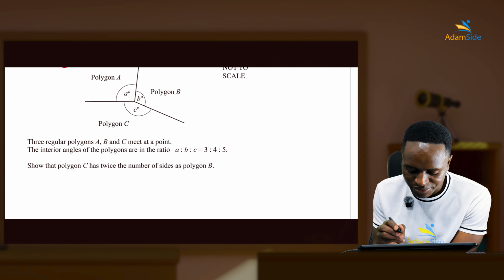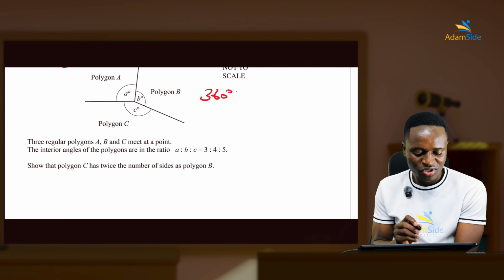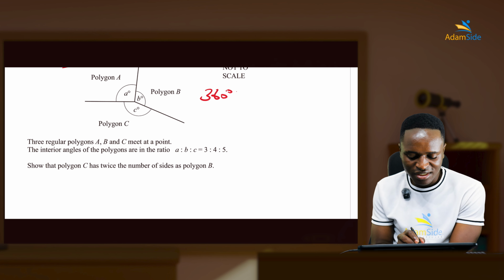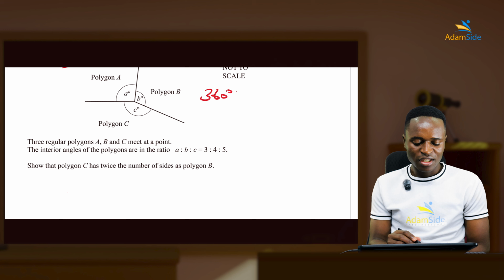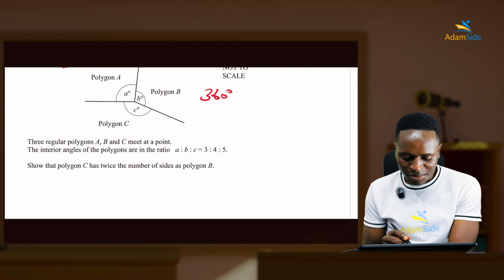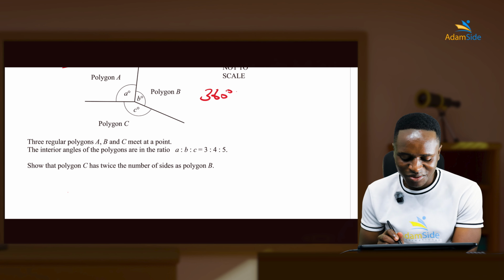Angles at a point. Angles at a point add up to how many degrees? 360 degrees. Examiner strict. Three regular polygons A, B, C meet at a point. The interior angles of the polygons are in the ratio A to B to C, 3 to 4 to 5. Show that the polygon C has twice the number of sides as polygon B.